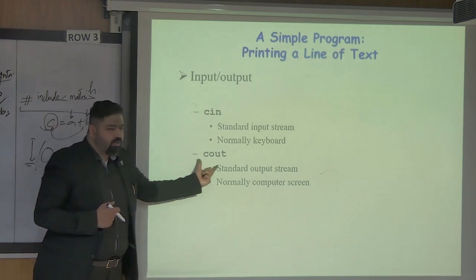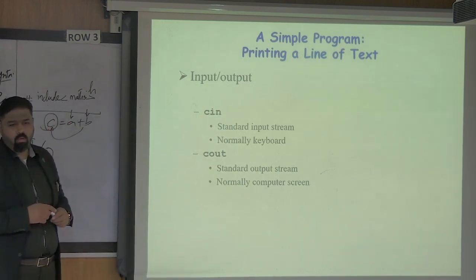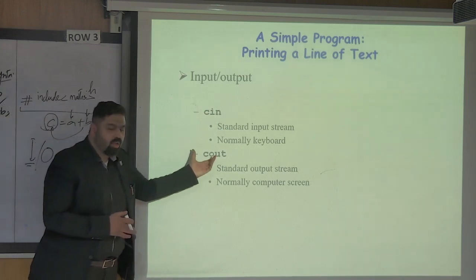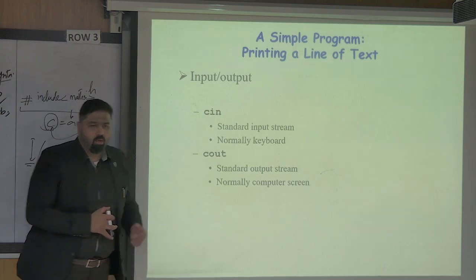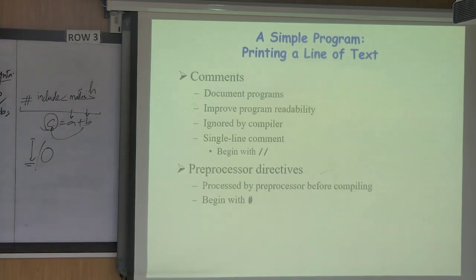And cout is something if you want anything to be displayed. For example, name of this course, your own name, degree name, number to be displayed on the screen. We use the cout keyword. Normally, it's connected with the computer screen. Talking about cout first.